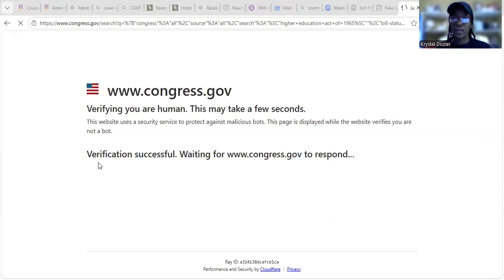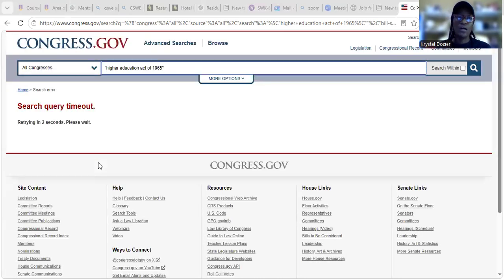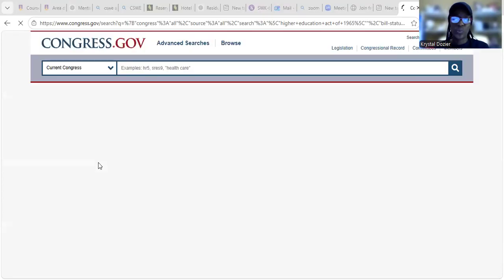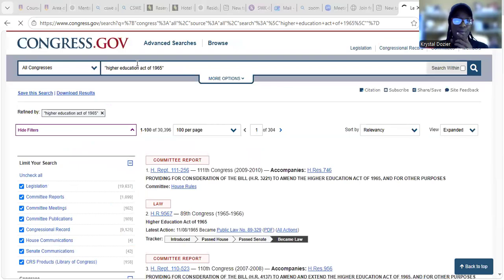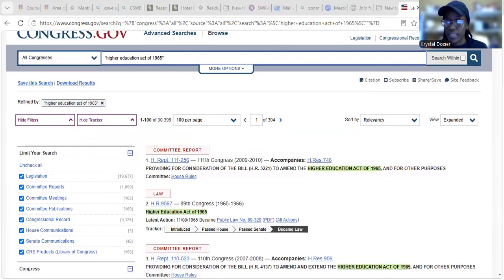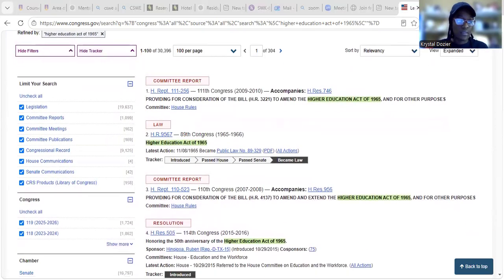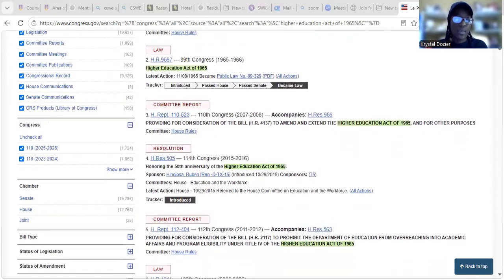As I have been playing in Congress.gov, I've noticed some delays, like it's saying search query timed out. And you see it just saying we couldn't find the page. So that's also a little bit concerning to me because, again, y'all just saw that I had the Higher Education Act of 1965. So that has been a little bit concerning as I've played with Congress.gov over the past couple of weeks, because I don't know what that is.